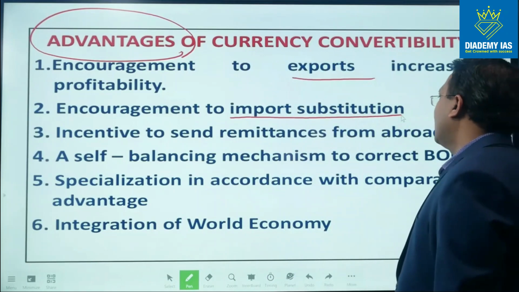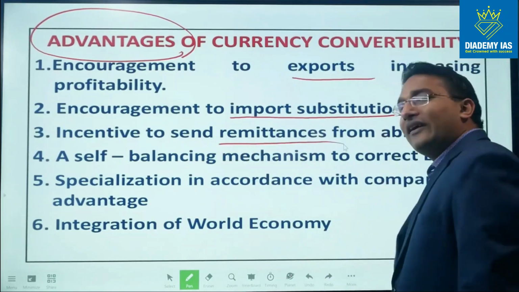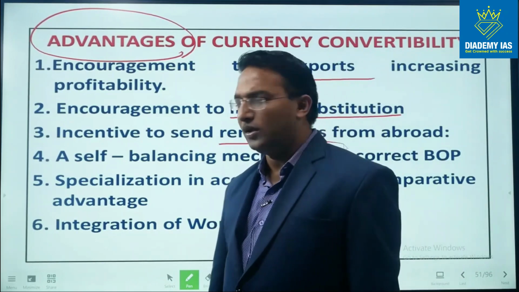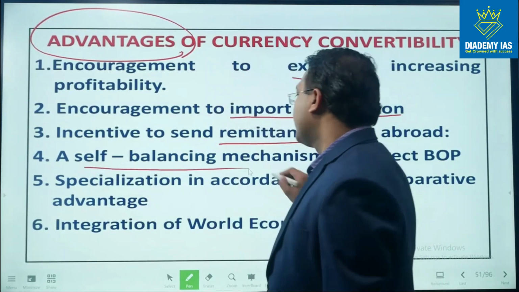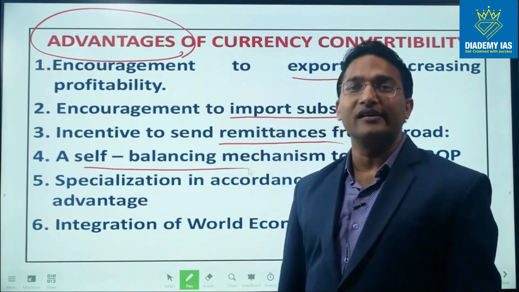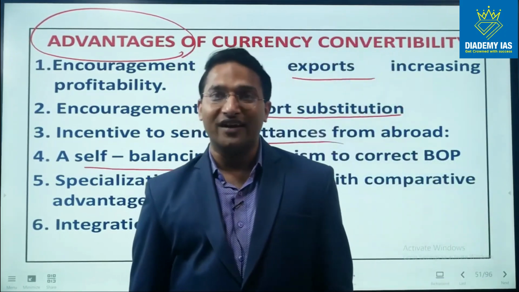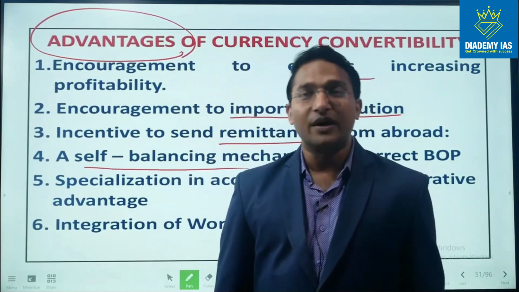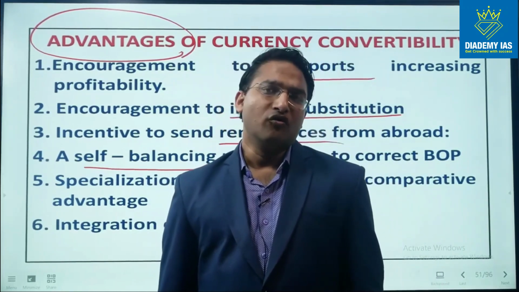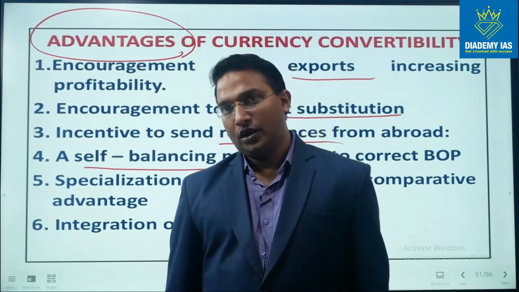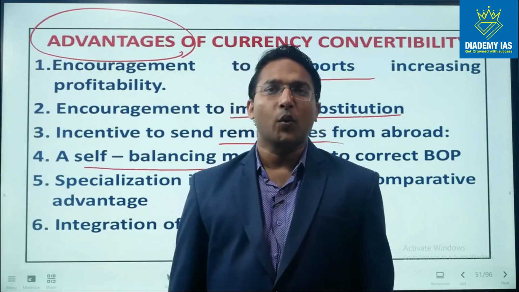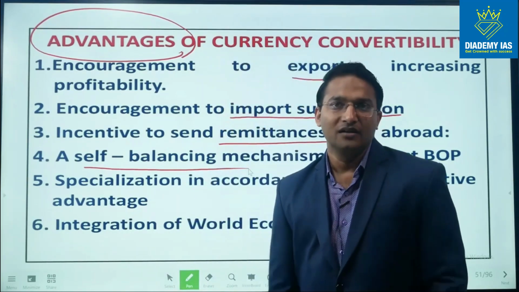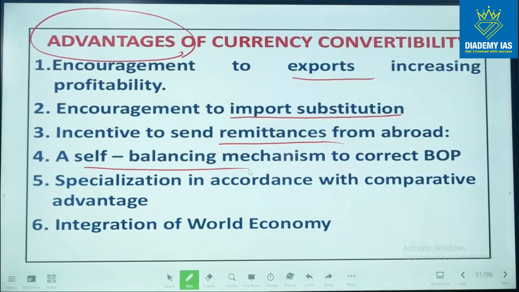Incentive to send remittances from abroad. People who are working in outside countries can send remittances to India. A self-balancing mechanism to current BOP. Self-balancing because if there are high imports, in India there are certain things which cannot be reduced as far as imports are concerned. So for example, the gold, crude oil, we will be importing anyways. So if there is full convertibility, exports can increase and it can provide a self-balancing mechanism, right? So the import and export both can self-balance each other.